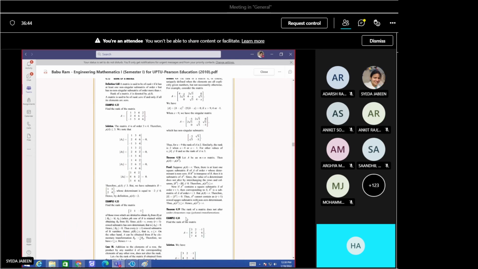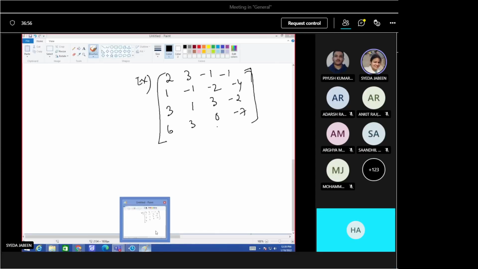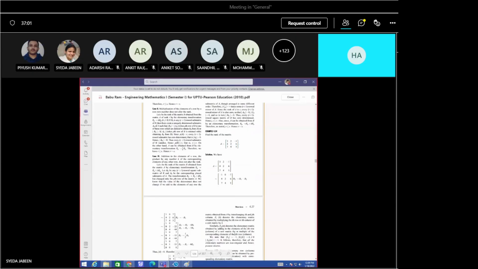Ma'am, is the answer 3? Yes, answer is 3. So what form have you converted to? Echelon form. Okay. So you posted? No, I solved it in just one matrix.